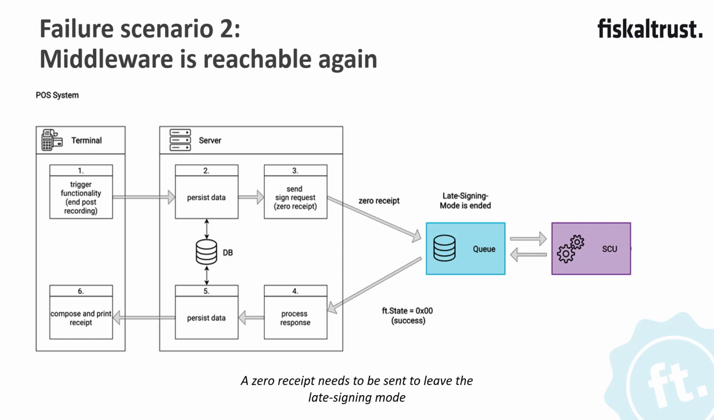So the major difference basically is between failure scenario 1 and 2. In scenario 1, you don't need to send anything afterwards. And if the middleware is not reachable at all anymore, in scenario 2, you need to. And that's it. These are the most common failure scenarios.